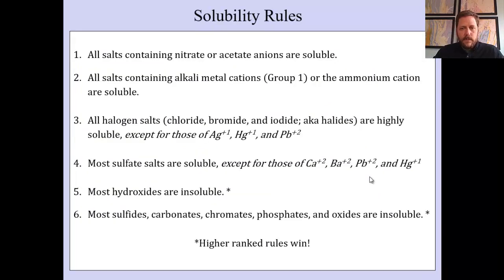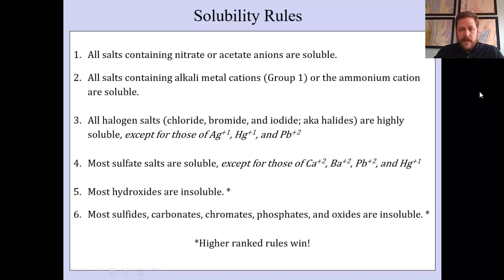So let's take a look at the rules, the solubility rules, that we're going to use to determine whether a compound is classified as soluble or insoluble. This is also going to be posted in Classroom, and the way these rules should be used is to read through them in order to determine whether the compound you're considering is soluble or insoluble. The top rule says all salts containing nitrate or acetate anions are soluble. If you have a salt with one of those two anions present, then read no further, it's a soluble compound.